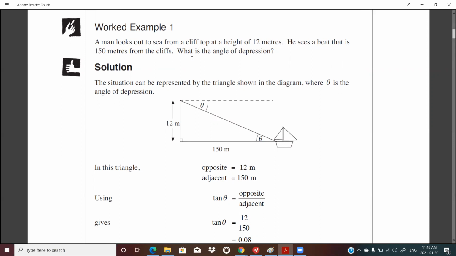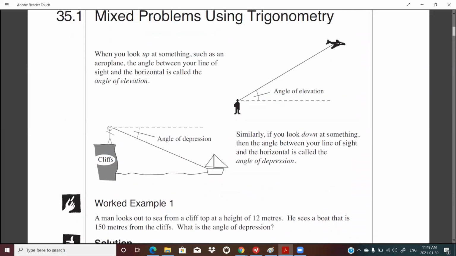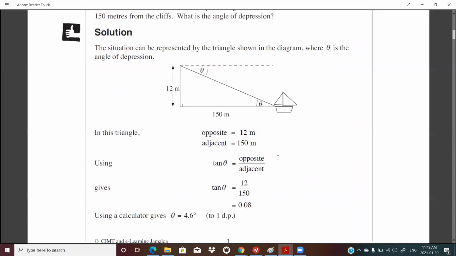So the man looks out to the sea from a cliff. The cliff is at the top here and he's looking out, right? And the height of the cliff is 12 meters. He sees a boat that is 150 meters from the cliff. So the cliff here, 150 meters, the boat is up here. What is the angle of depression? So he's at the top of the cliff looking down. If you remember the definition, it is the angle between the line of sight and the horizontal, right? So the line of sight here is the man looking down, and the horizontal, of course, just goes right across. So the angle that is formed is the angle of depression.